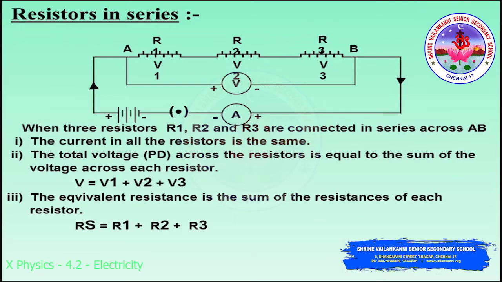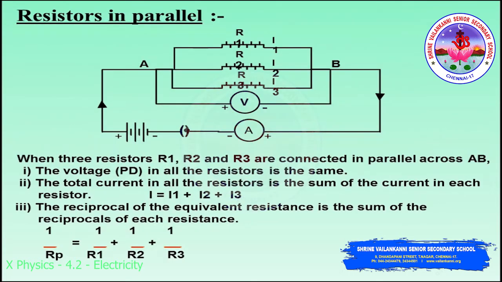The total voltage, that is the potential difference across the resistors, is equal to the sum of the voltage across each resistor. That is V equals V1 plus V2 plus V3. So the equivalent resistance is the sum of the resistances of each resistor: Rs equals R1 plus R2 plus R3. Now we'll see resistors in parallel.